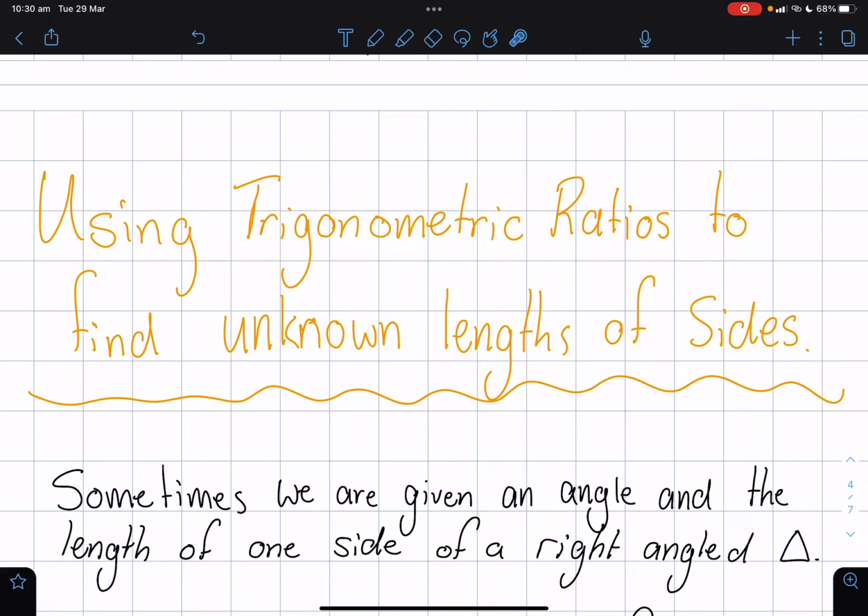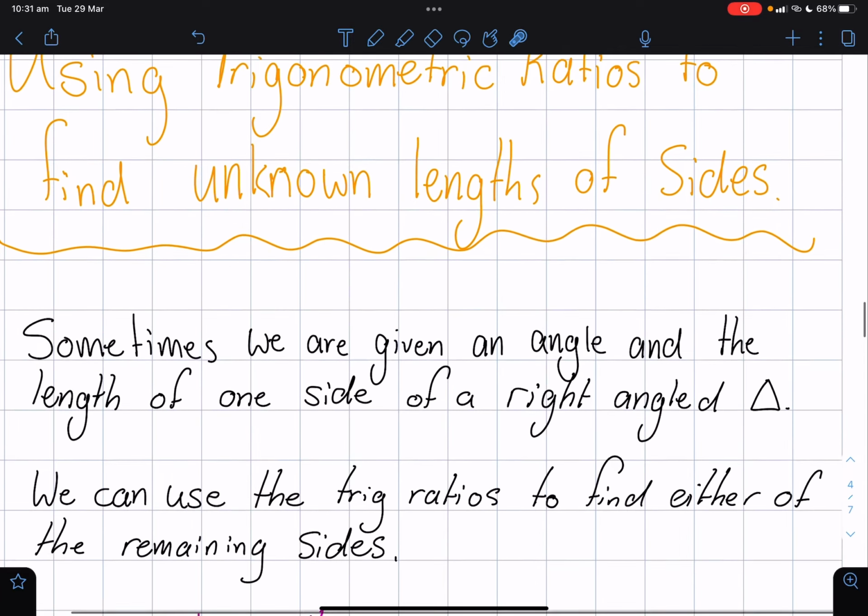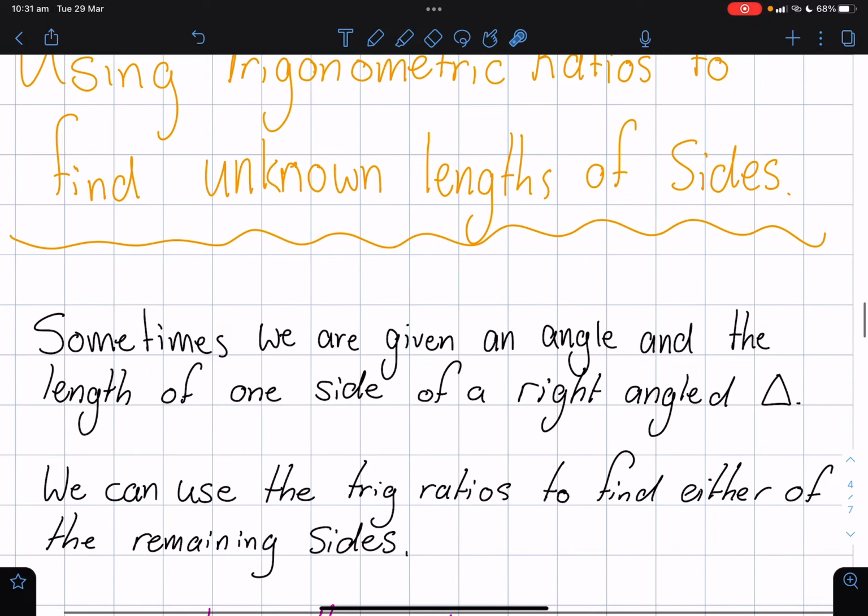We're going to continue with our trigonometry topic, all right? So we've just investigated where trigonometric ratios come from. Now we're going to move on to using those ratios to find unknown lengths of sides of our right-angled triangles. Sometimes we are given an angle and the length of one side of a right-angled triangle, so we can use the trig ratios to find either of the remaining sides.